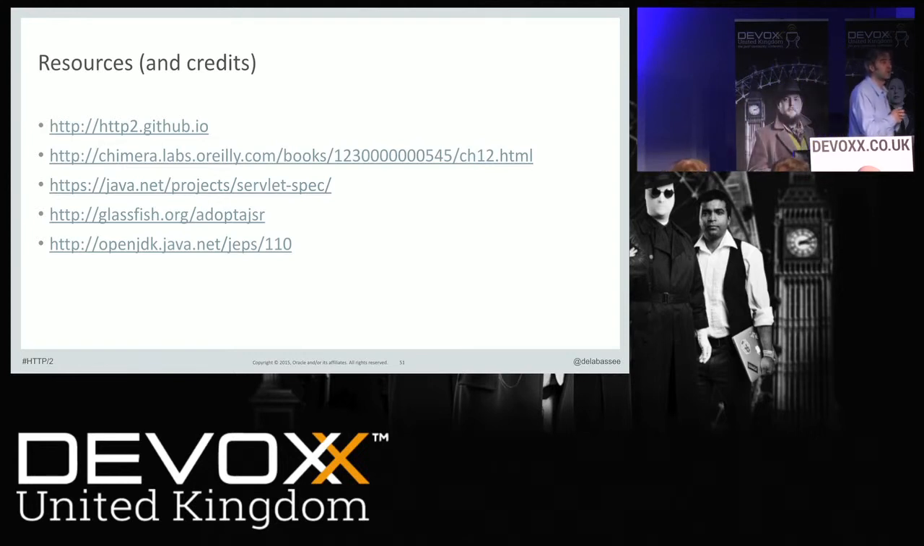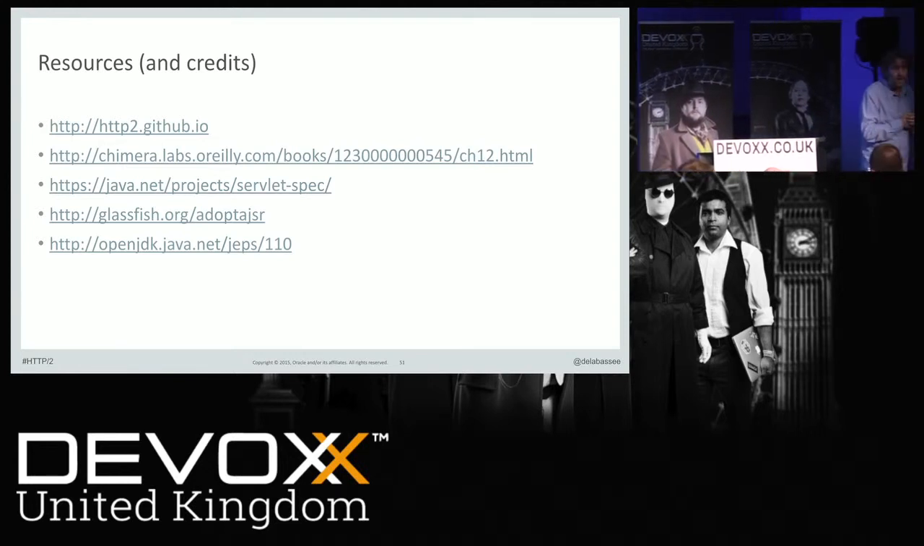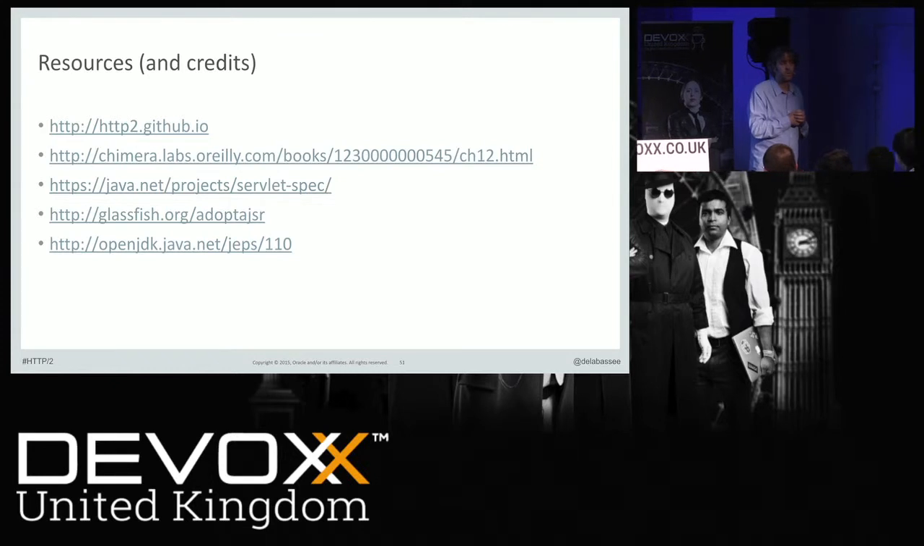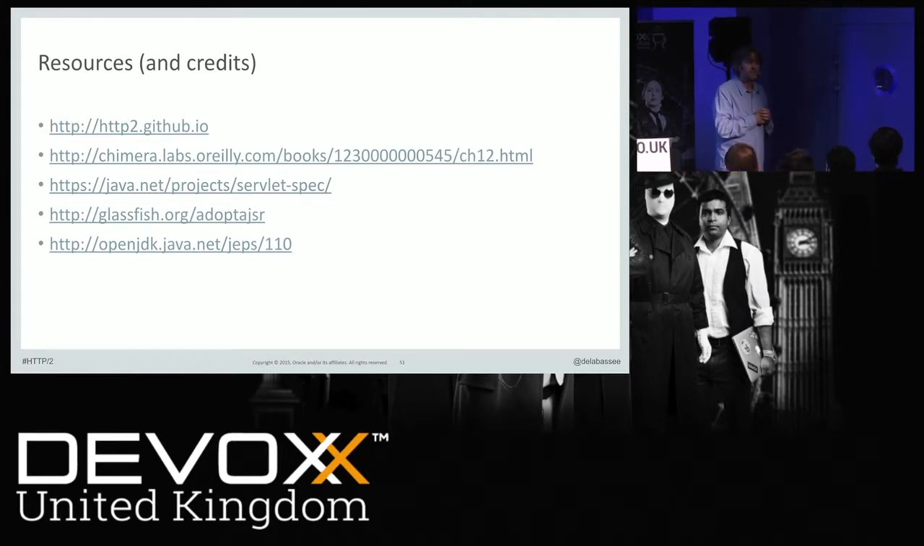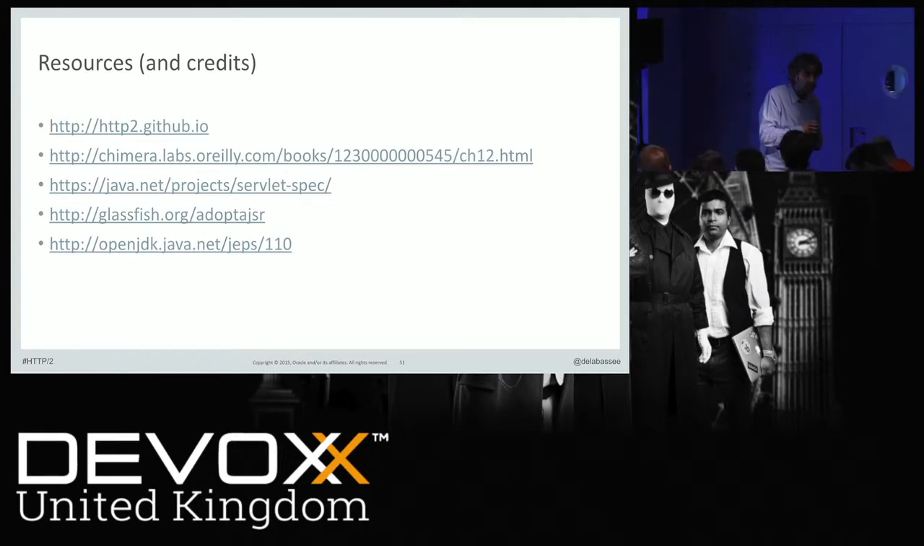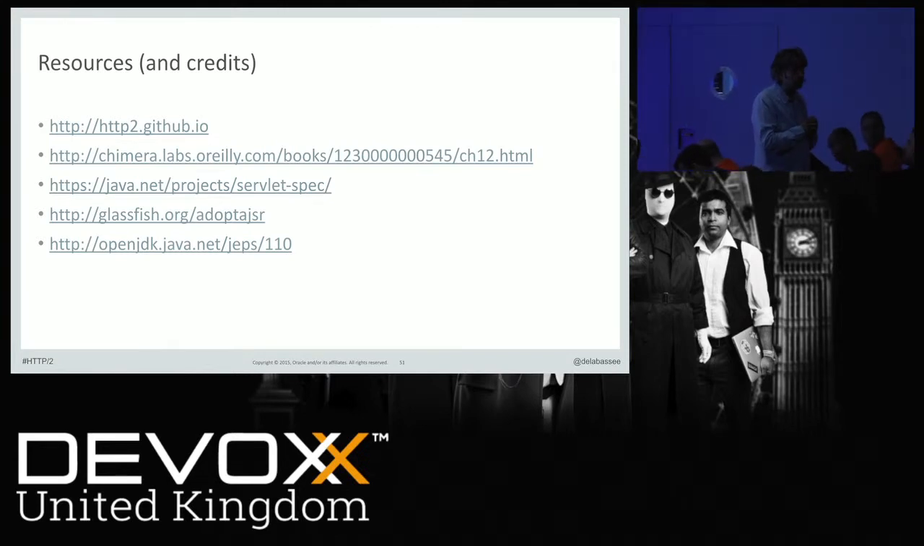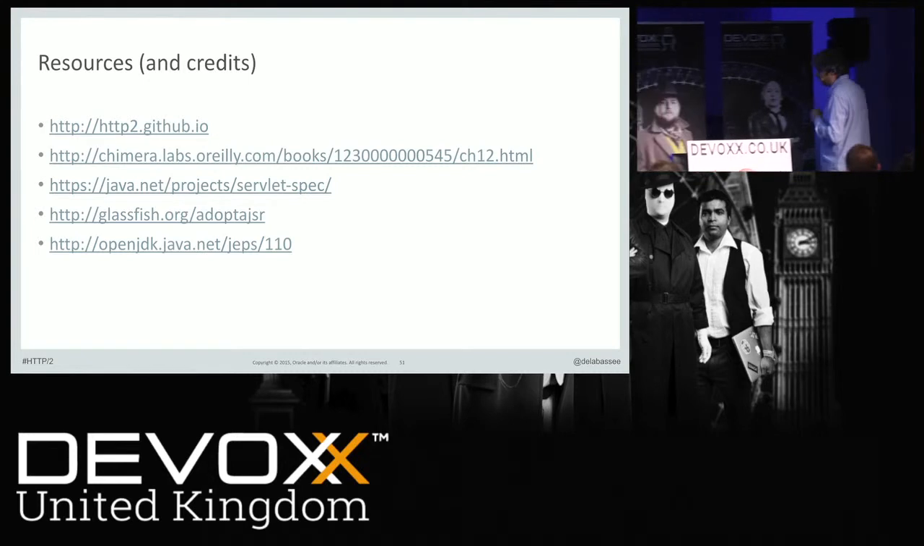Yes? How is HTTP2 getting around the Nagle problem? The what? The Nagle algorithm, slow start. How does it interact with that? OK, so the question is, how does HTTP2 get over the slow start issue?